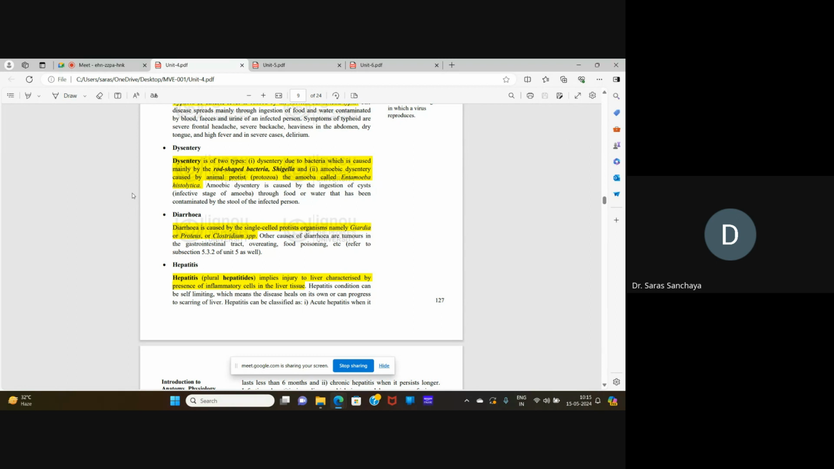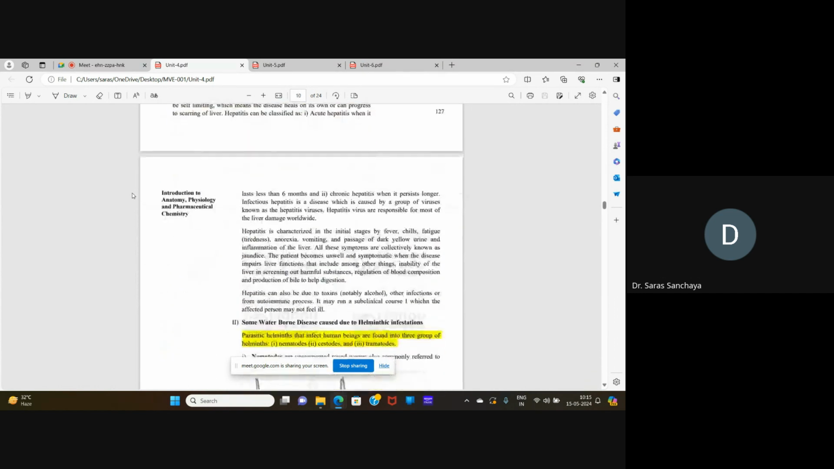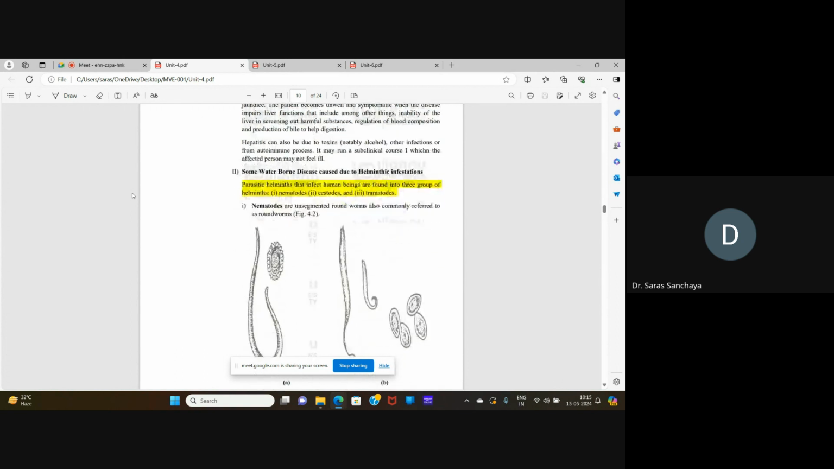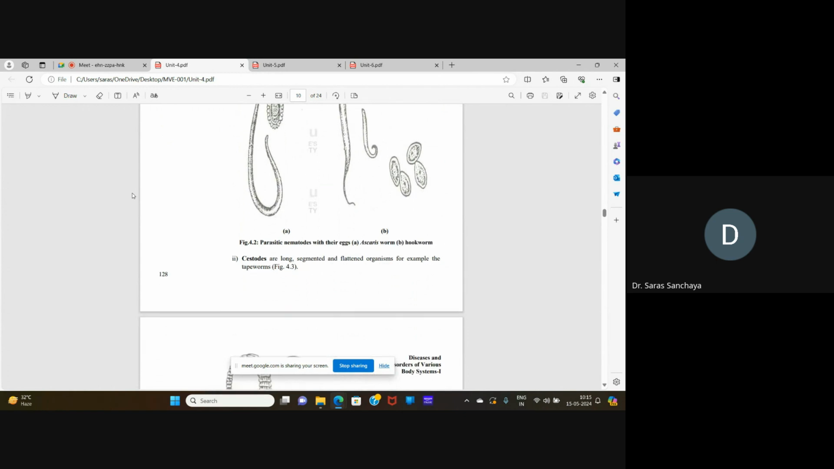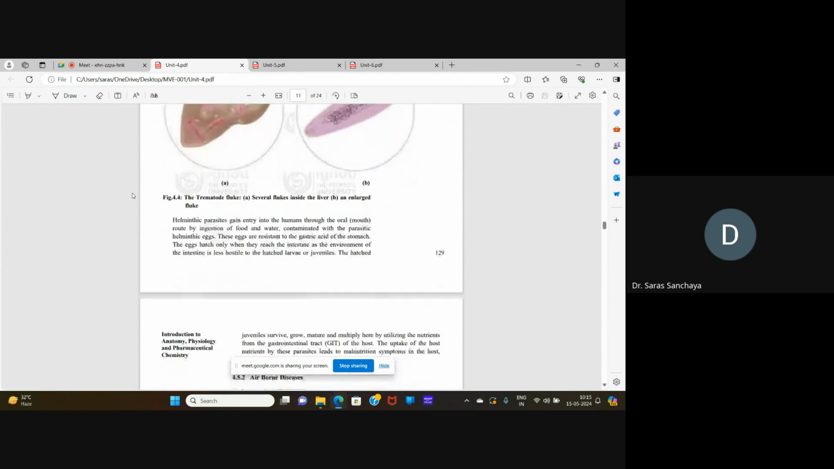Now we come to hepatitis. Hepato means liver. Hepatitis implies injury to the liver characterized by the presence of inflammatory cells in the liver tissue. Some waterborne diseases are caused by helminthic infections. Parasitic helminths that infect human beings are found in three groups of helminths. It can be nematodes, it can be cestodes, and it can be trematodes. So there are different types of worms which can infect the body and cause various diseases.